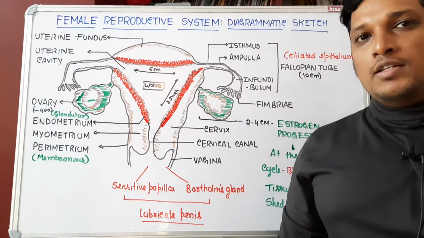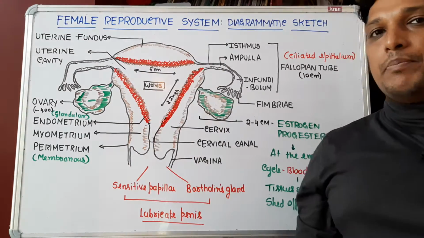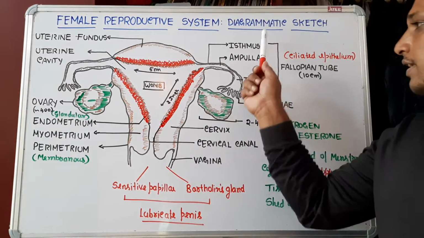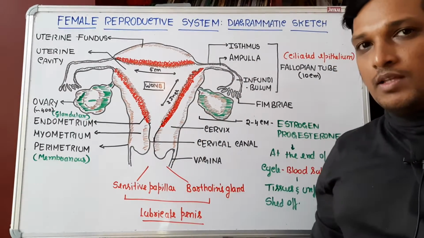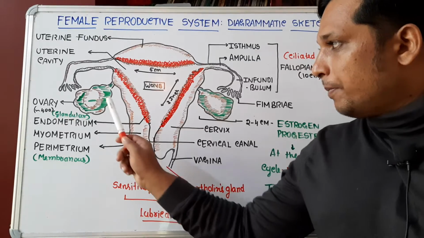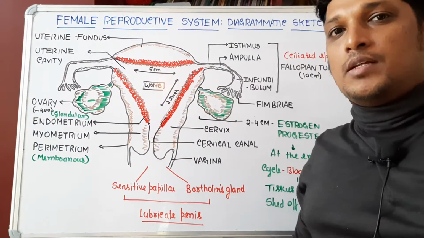Hello, good morning everyone. Now we are going to understand the structure of the female reproductive system. Here is a diagrammatic sketch of the female reproductive system. It is composed of a pair of ovaries. Where exactly is the female reproductive system located?